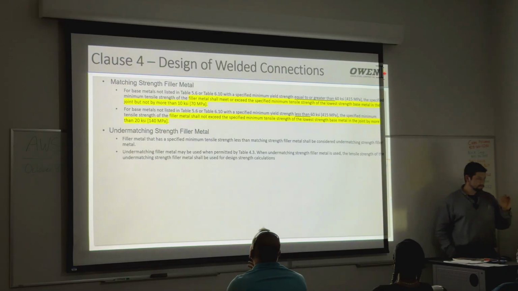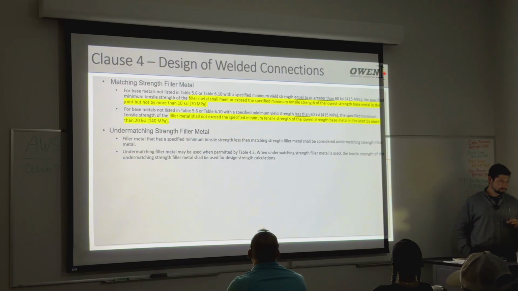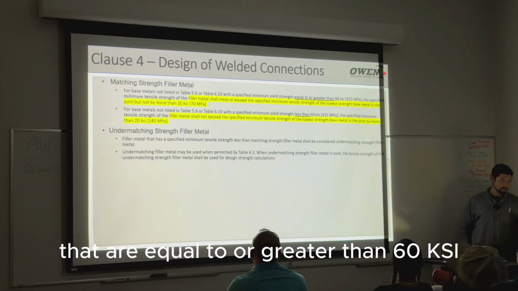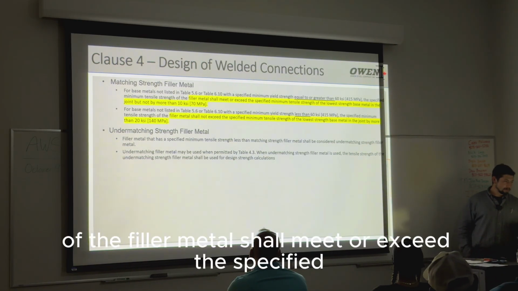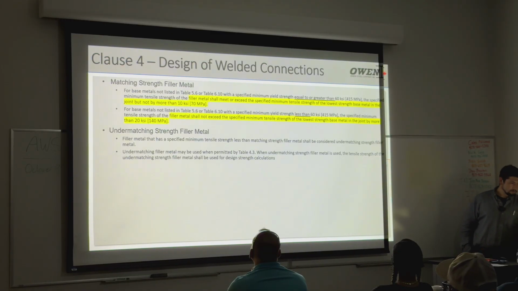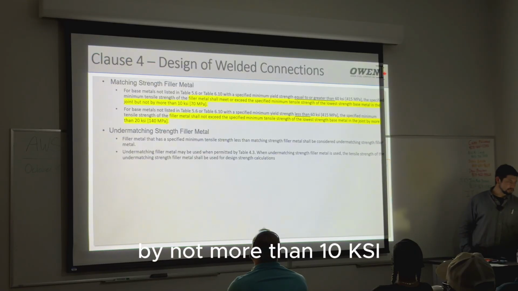So for our materials that are equal to or greater than 60 KSI, the specified minimum tensile strength of the filler metal shall meet or exceed the specified minimum tensile strength of the lowest strength base metal in the joint by not more than 10 KSI.